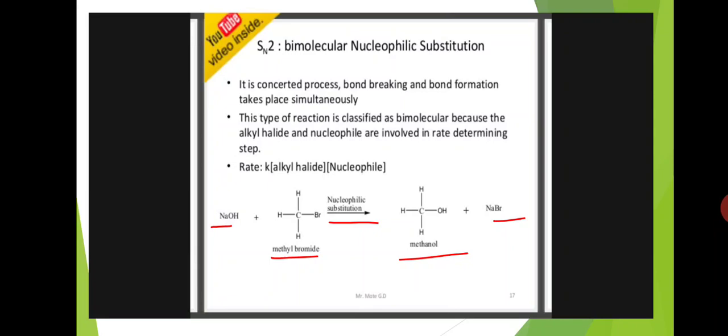In the first step the alkyl halide participates and the nucleophile also, and this step is the rate determining step. In the rate determining step both the alkyl halide and the nucleophile participate. That's why the rate of the reaction depends upon both the nucleophile concentration and the alkyl halide concentration. So rate is proportional to k times alkyl halide times nucleophile. Here the reaction is NaOH plus methyl bromide, nucleophilic substitution, and methanol is formed plus sodium bromide.